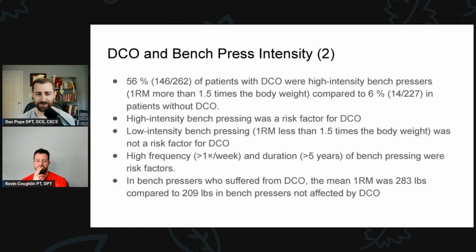However, big bench press is one of the most important things in life, Kevin. What are your thoughts? Yeah, I think that's very accurate. That's the only reason I bench press. Yeah. And I do have this pain. So yeah. No, that's interesting.